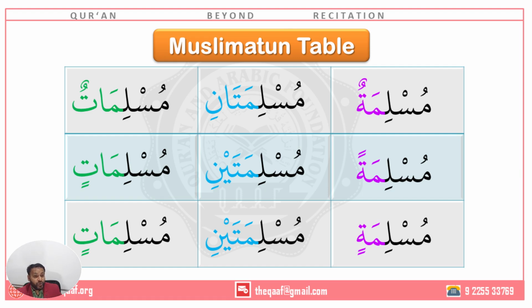Again, I don't need to tell you. Before the next session, you are supposed to memorize this, okay? Muslimatani, Muslimataini, Muslimataini. Now, don't try the last column, okay? I know that some student will say, okay, it was Muslimuna, so it will be Muslimatuna, Muslimatina. No, it doesn't work like that.